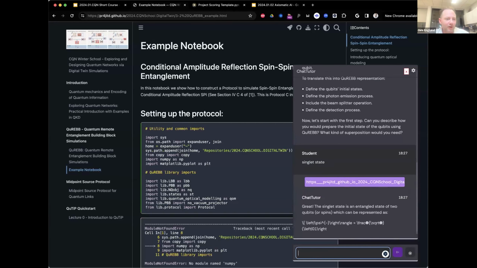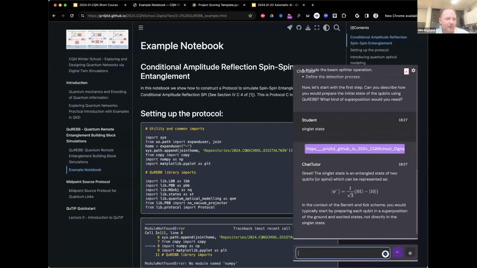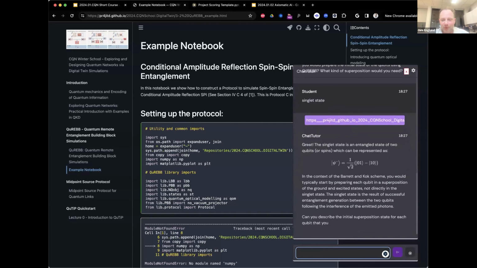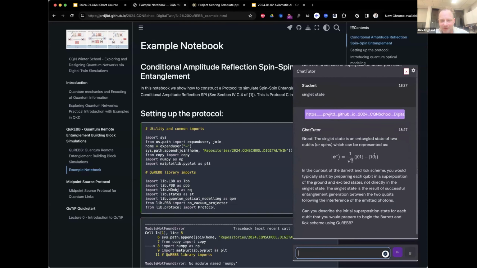You don't want to assume what your target Bell pair is, right? You should politely ask for it. There you go. Okay, got the singlet. 2 spins, yeah. Can you describe the initial superposition state for each qubit that you would like to prepare? Also, I mean, like 0 plus 1.